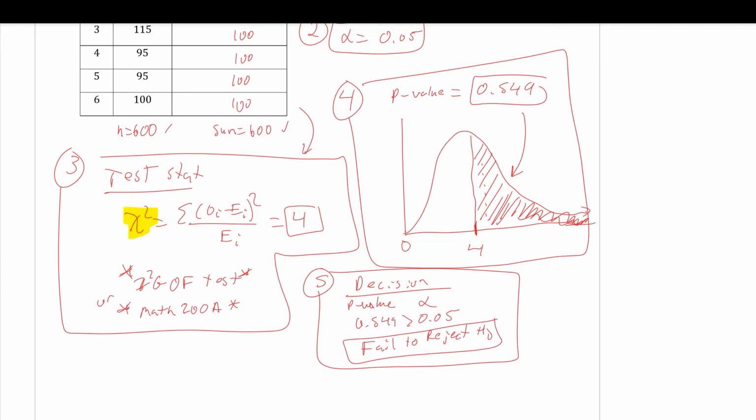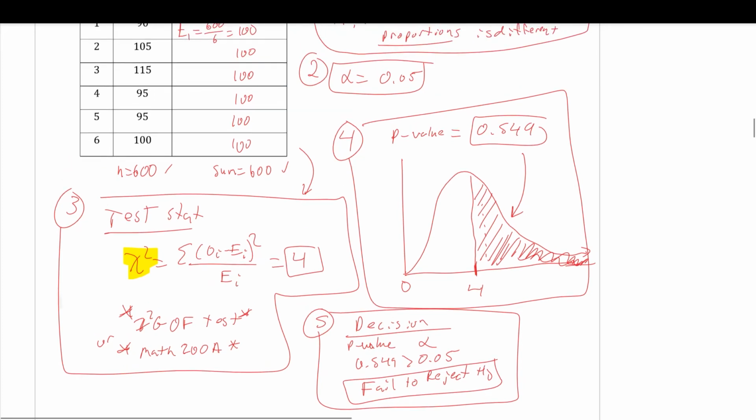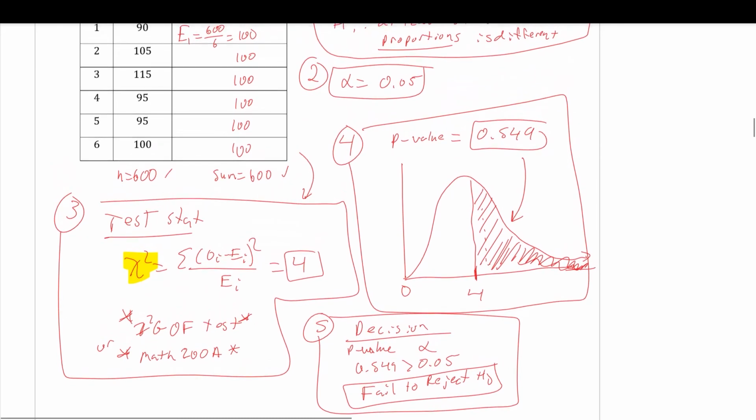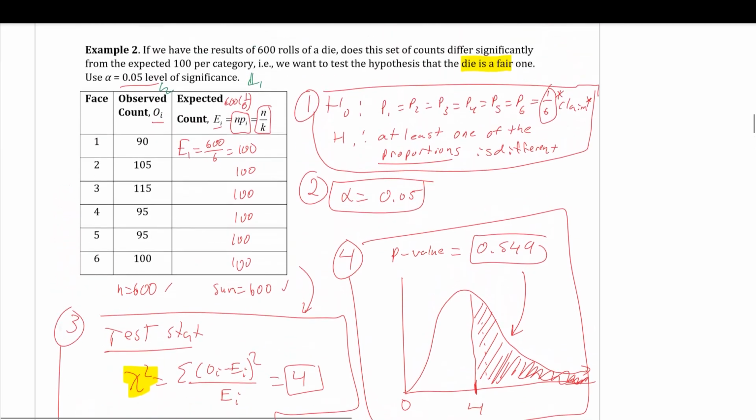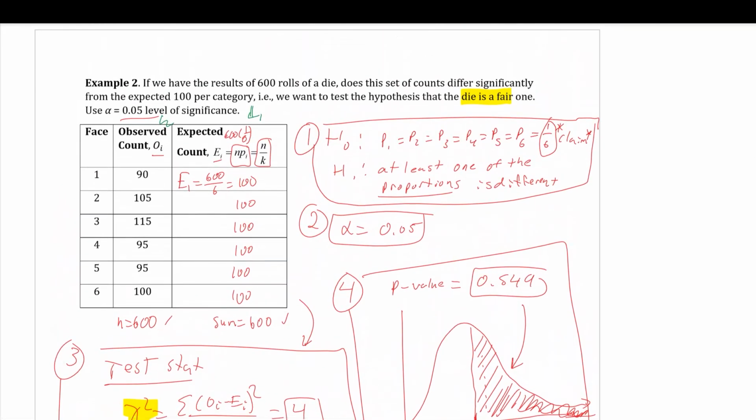And the conclusion statement is, well, we failed to reject the null hypothesis. So in a sense, we say that the null hypothesis is still true. Okay? And if that's still true, that's our claim, right? We said that it's a fair die. So there's not sufficient evidence to reject the claim that the die is fair. That's essentially the wording there, more or less.